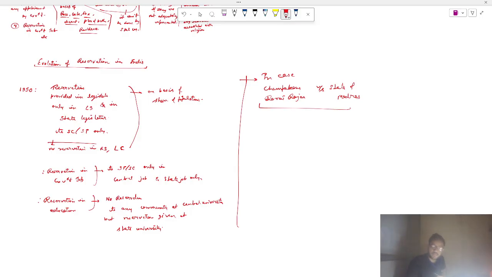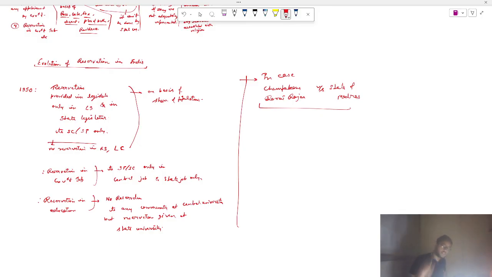There has been a violation of my fundamental right to equality. Basically, I am not getting a seat even though I got more marks than any other person. So why should I be discriminated against when I am getting more marks than any other person? Another person has got the seat in the institution even though he got fewer marks than me. So this was challenged in the Supreme Court.